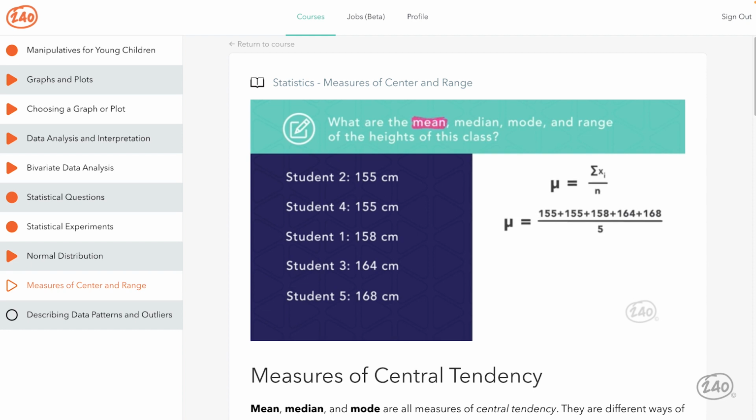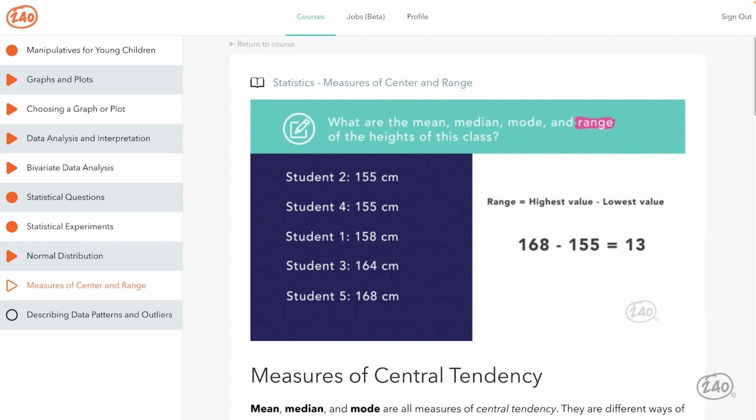To calculate the mean, first add these numbers together to get a total of 800. Then divide the result by the number of students measured, which is 5. This gives us a calculated mean of 160. The median is the middle number in our organized data set, which is 158. The mode is the most frequent number, which here is 155. And our range is equal to 168, the highest number, minus 155, the smallest, which equals 13. Starting to feel like these skills are in your range?